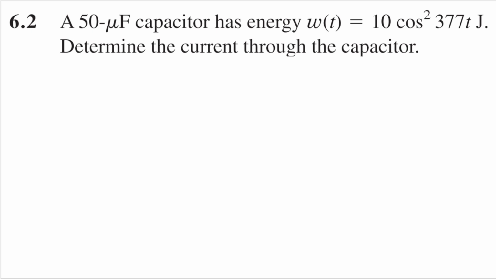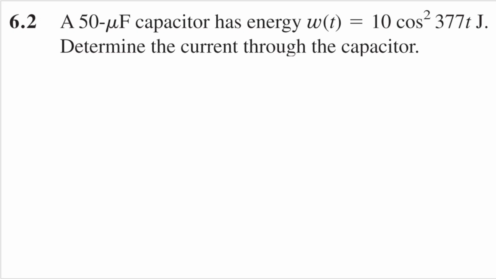Hello, my name is Ardi and we are going to solve problem 6.2 from Sadiku book, and let's read the problem first. A 50 microfarad capacitor has energy W(t) of 10 cos squared 377t joule. Determine the current through the capacitor.